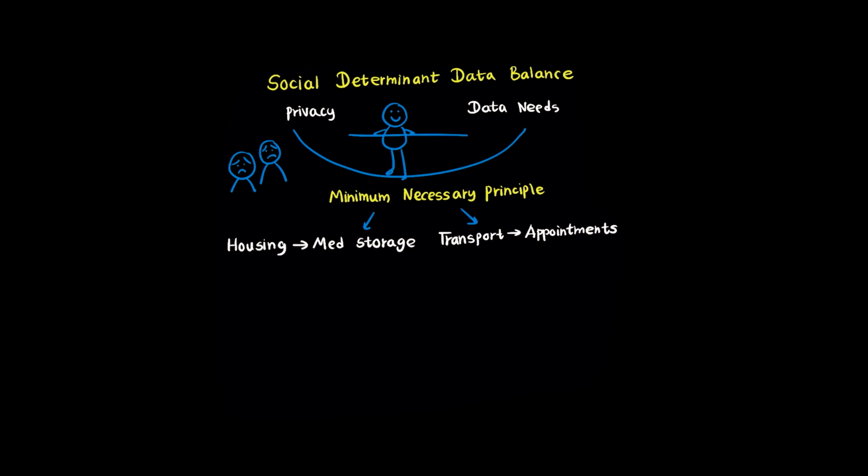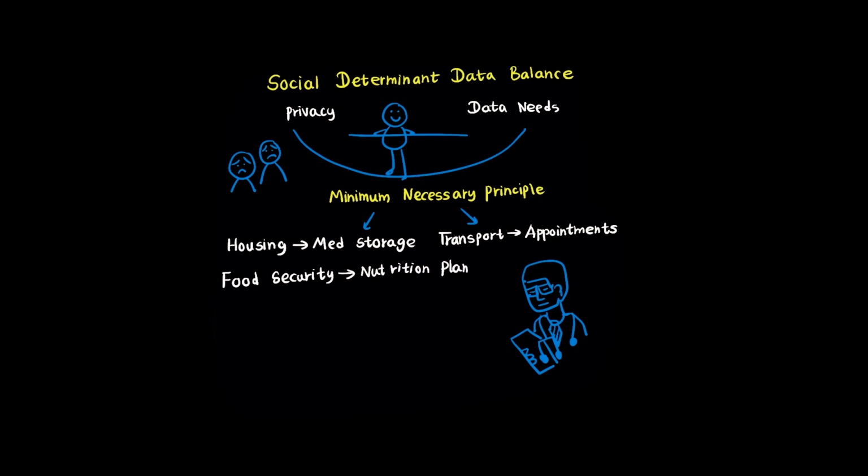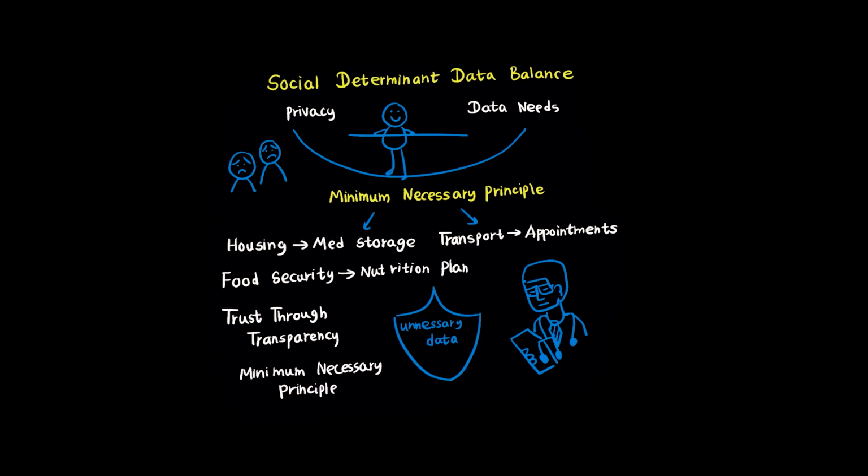We collect housing status because homelessness affects medication storage. We ask about transportation because it impacts appointment attendance. Food security matters for nutrition counselling, but we don't need to know every detail of someone's life. This targeted approach respects privacy while gathering actionable data. Patients are more willing to share when they understand we're collecting only what's needed to help them.